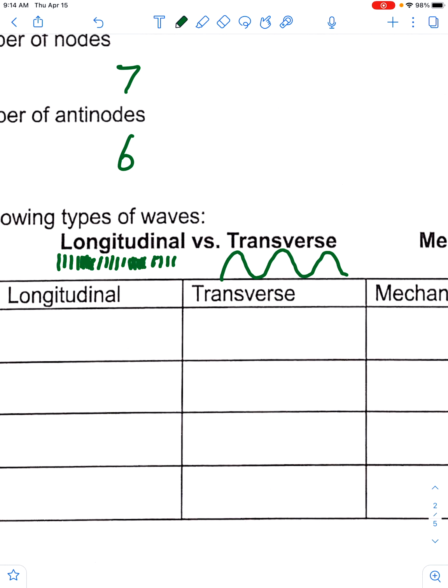Okay, so it's just compressions and rarefactions. If you need to know that, this little dense part right here, I'm just going to draw this up here. It's called a compression. And the stretched out part is called a rarefaction.